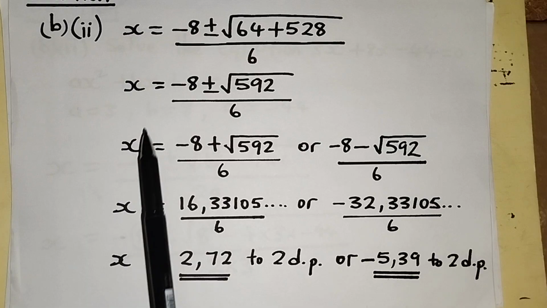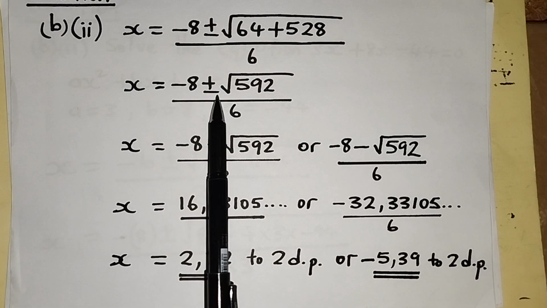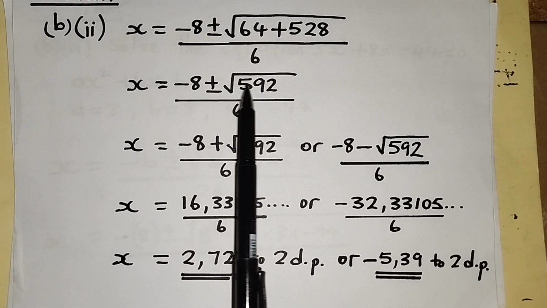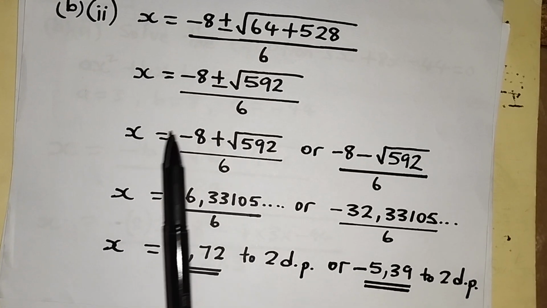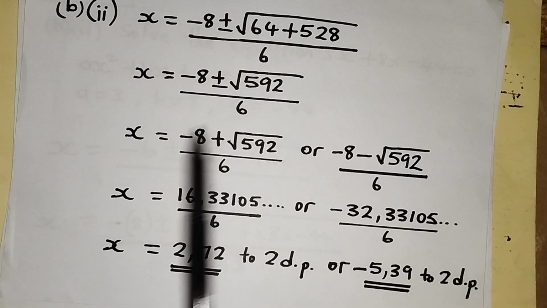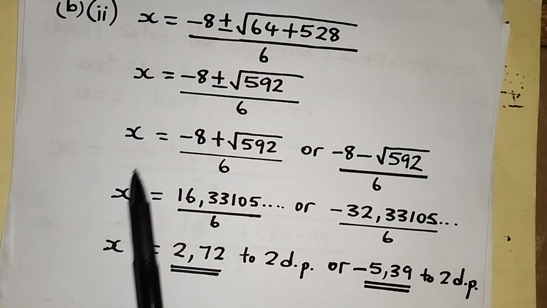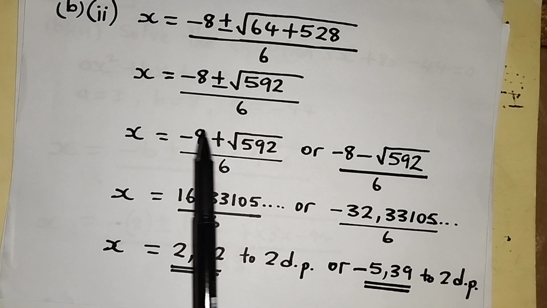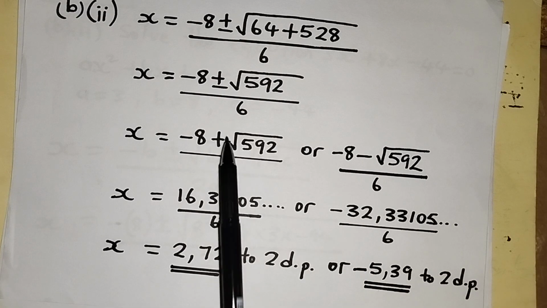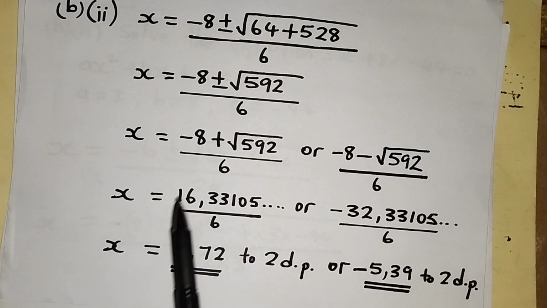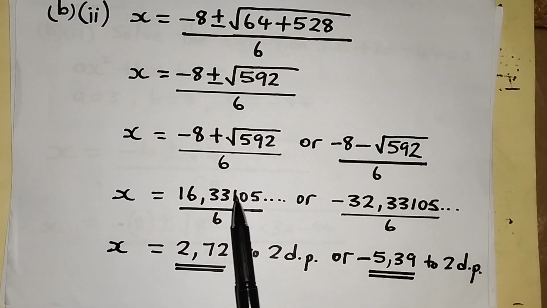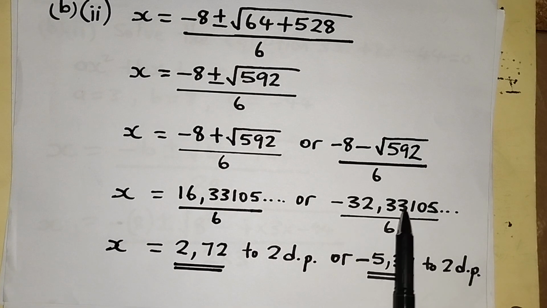And then proceed. So here there are two solutions. The first one is x equals minus 8 plus square root of 592 all over 6. And the second solution is minus 8 minus the square root of 592 all over 6. So I'm going to split here so that you can see them clearly. The first solution has a positive sign between minus 8 and the square root of 592. The second solution has a minus. Finally, x equals 16,33105 over 6 or minus 32,33105 etc. over 6.